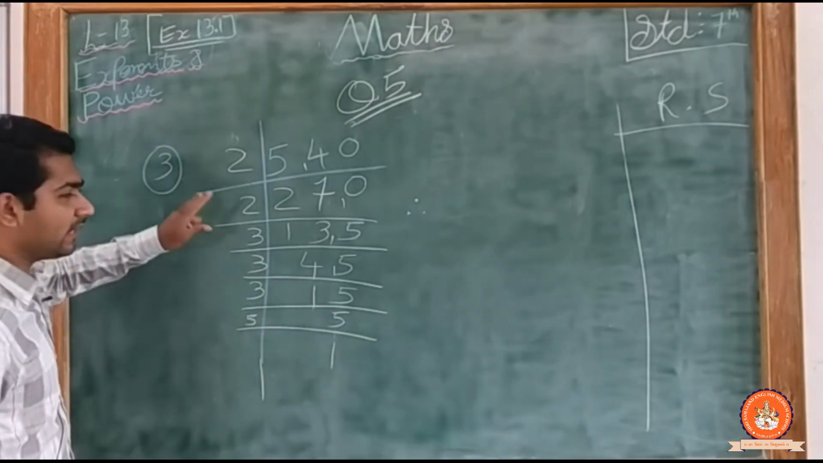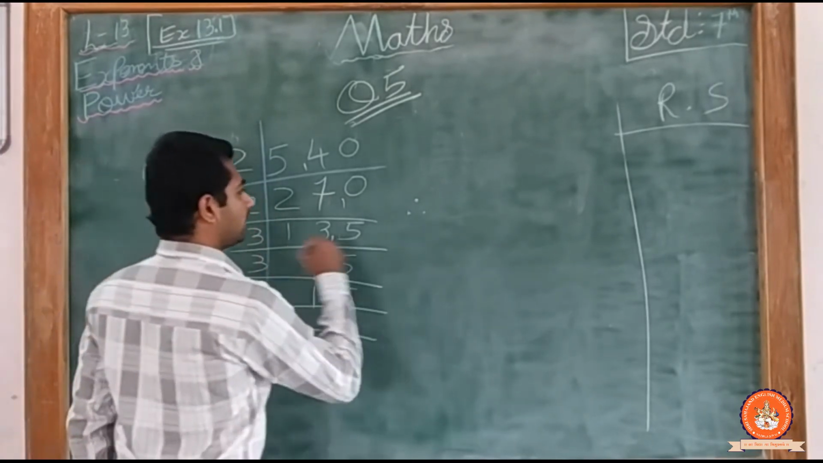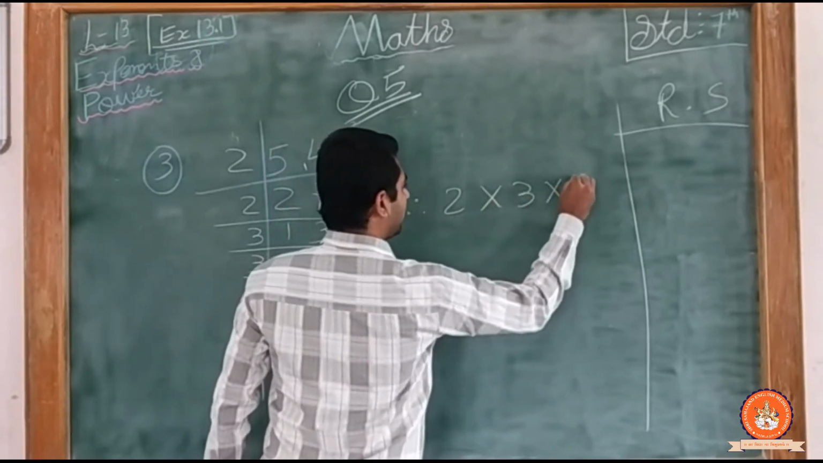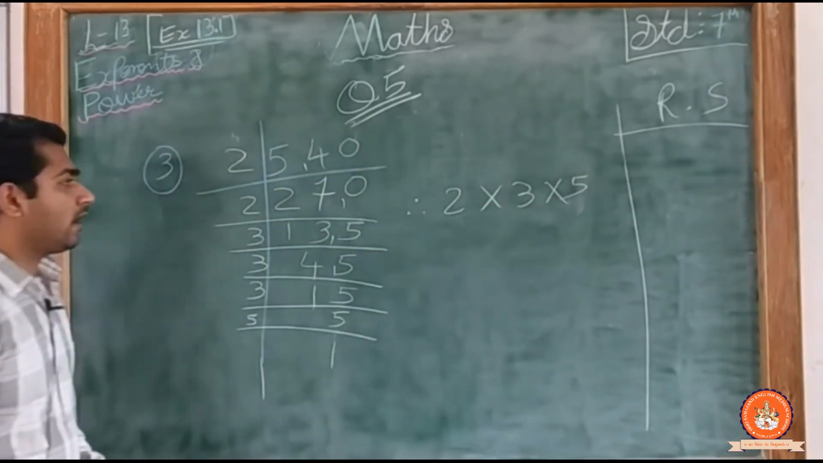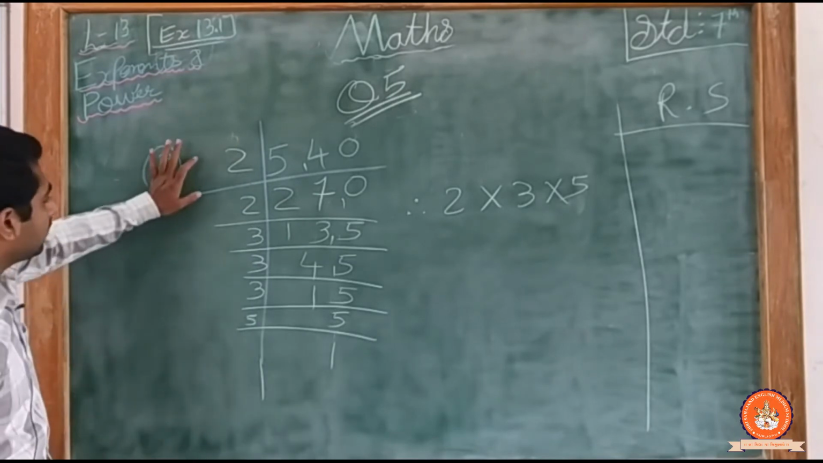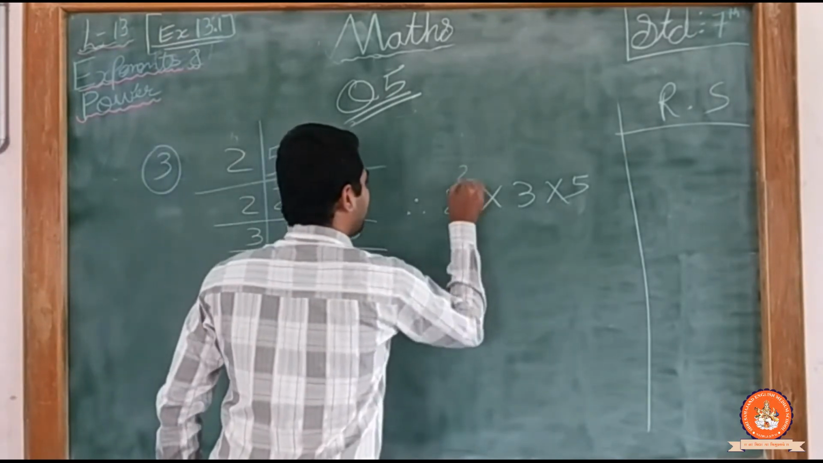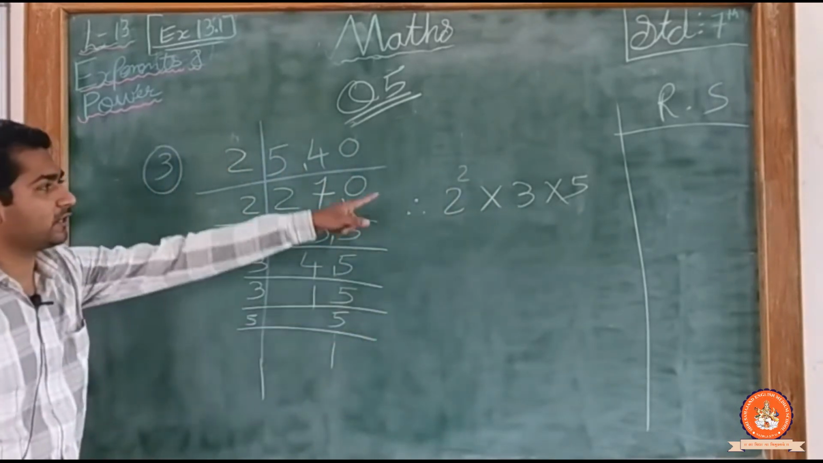We used 3 numbers, 2, 3 and 5. First of all, we will write here 2 multiply 3 multiply 5. Now let's see how many times 2 is multiplied. So 1 and 2. 2 is multiplied only 2 times. We write the exponent: 2 raised to 2.